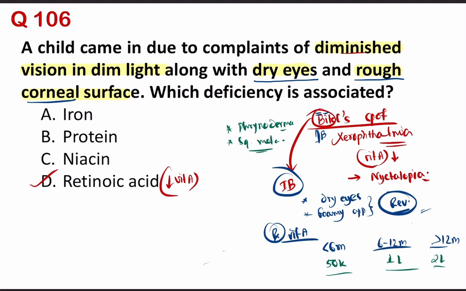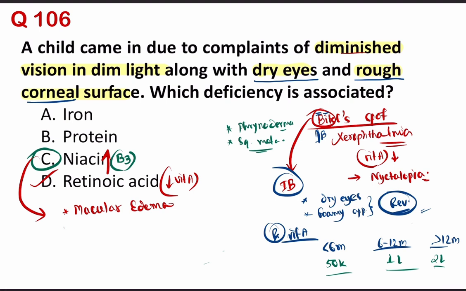That can happen. Okay, niacin is another vitamin, that is vitamin B3. Why do I want to discuss niacin here? Because niacin also produces some ocular manifestation. Okay, but it is not niacin deficiency, it is niacin toxicity. Niacin toxicity can produce macular edema. That's a very important piece of information. Please make a note of it. It will produce macular edema on toxicity.